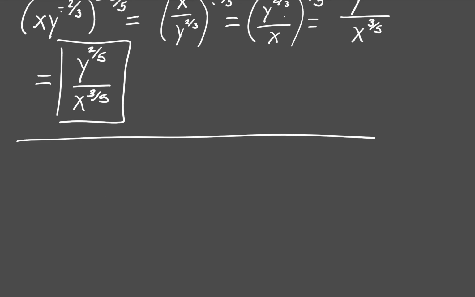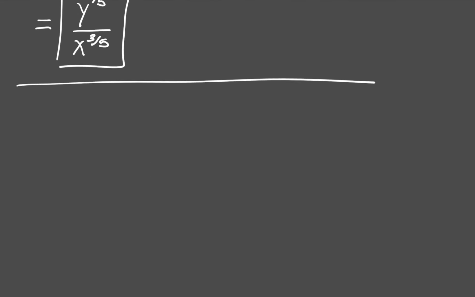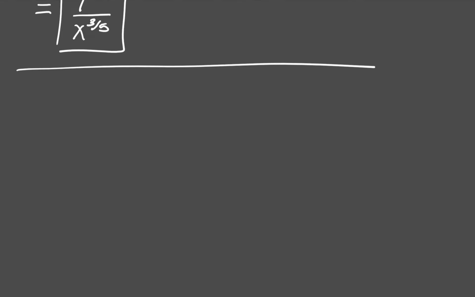Let's see, maybe a couple more examples. Let's look at the 4th root of 25b squared. Okay, so what can we do here? This is the 4th root of 5 times 5, if I factor this out, times b squared.